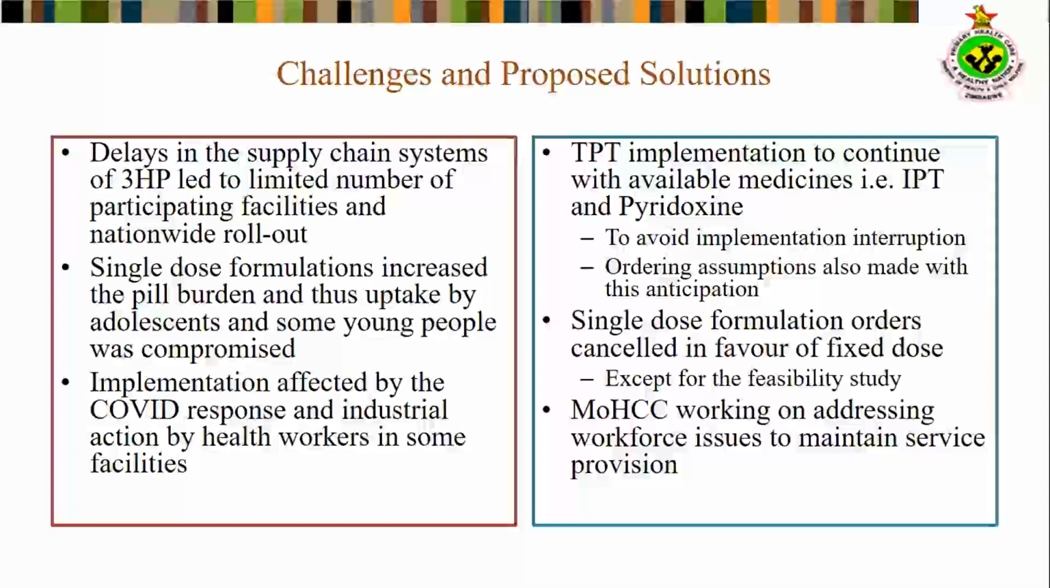And then we also had industrial action from some of our facilities, which also affected implementation. These facilities were supposed to be participating, but programming was then affected because of that. So to try and address these challenges, our current ordering assumptions have been made with the anticipation of the delays, especially after the second wave. We noted that we are going to experience more delays. So we have made our ordering with those assumptions, but recommended and are still continuing implementation of TB preventive therapy using IPT. And this really was to avoid implementation interruption.